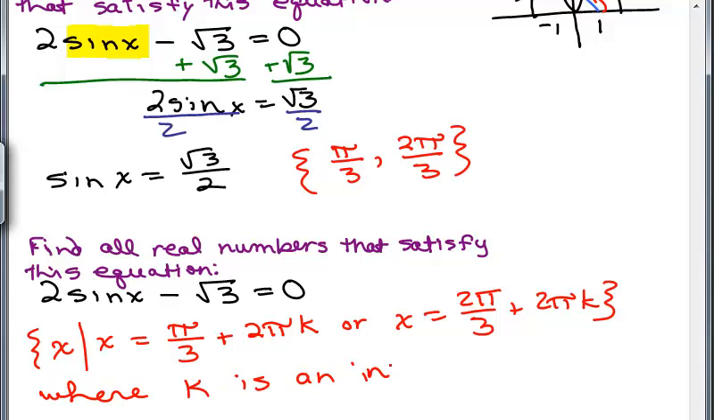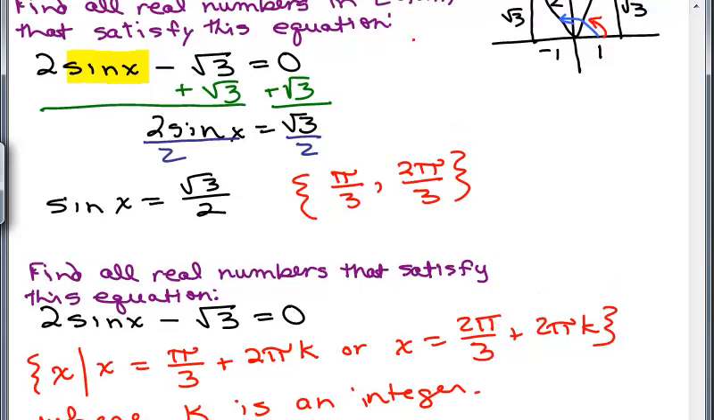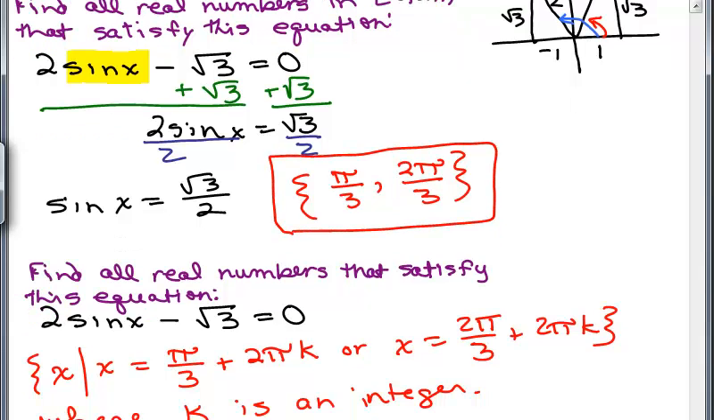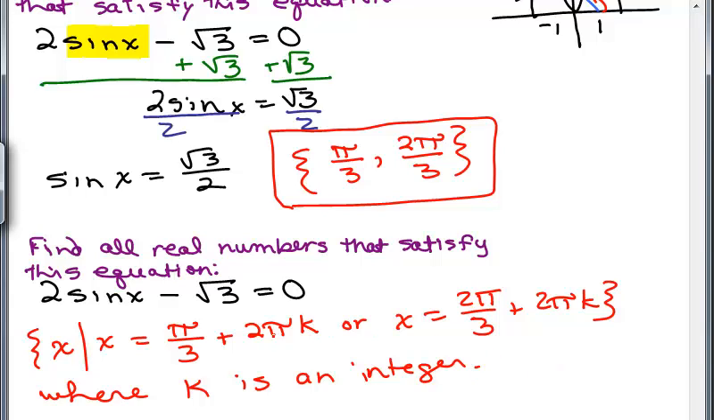Only works if k is an integer. We want multiples of 2 pi, right? We don't want half in for k, or 1/3 in for k, or some other number. So those are our 2 solutions in the interval 0 to 2 pi, right here. So there's only 2 solutions. And secondly, our solution down here satisfies all real numbers. Because there's infinitely many solutions, I need to use this variable k in my solution.